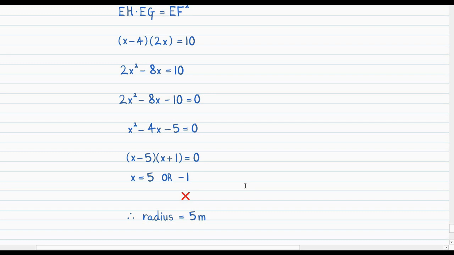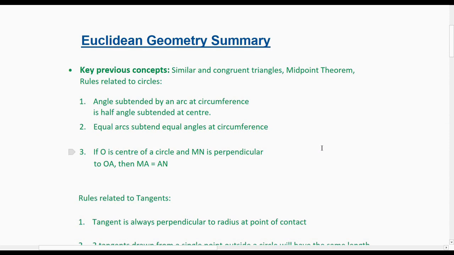And that concludes all the material to be covered for Euclidean geometry. I'll conclude this video by summarizing everything we've looked at. Here's the full summary. First, I did some important revision of all the basic concepts and theorems you need to be familiar with, as well as rules related to circles and triangles. Regarding triangles, the main concepts were similar and congruent triangles and the midpoint theorem.